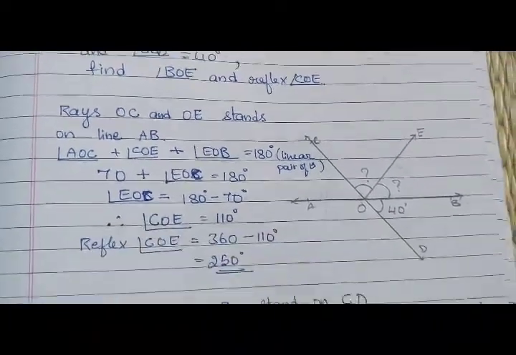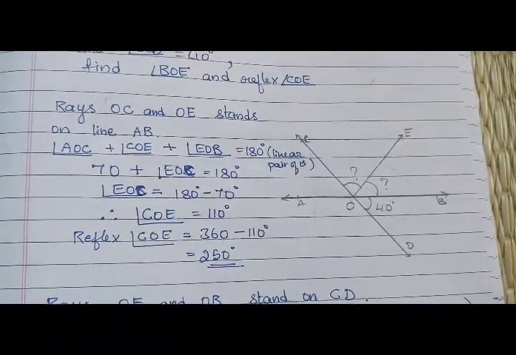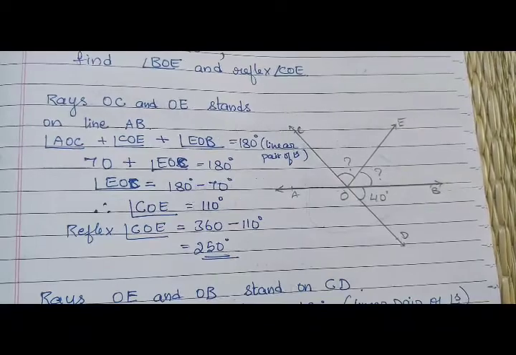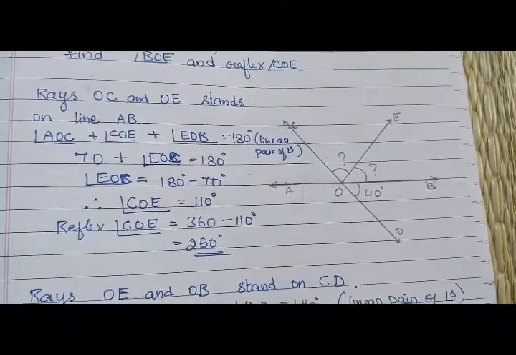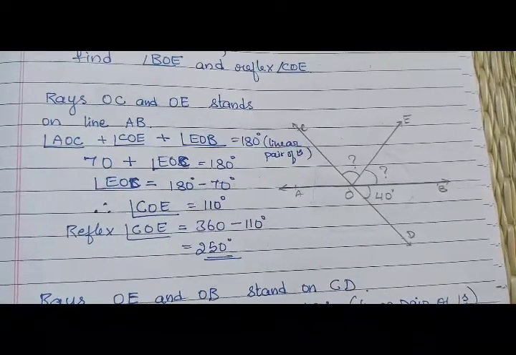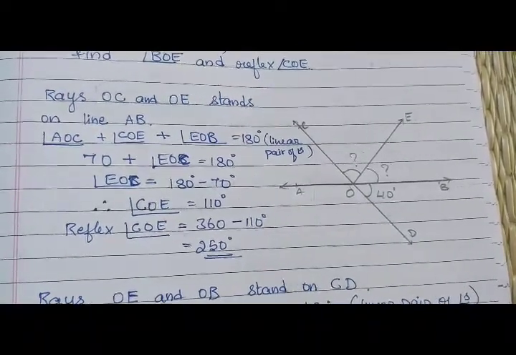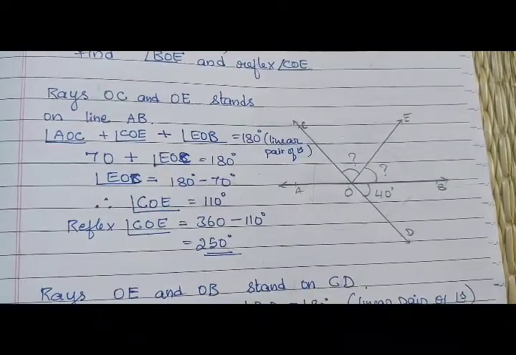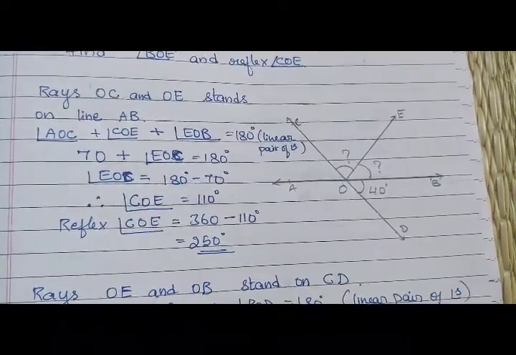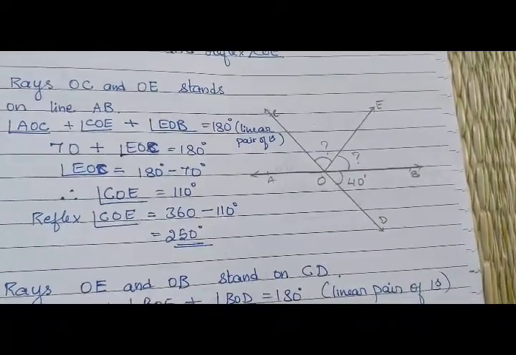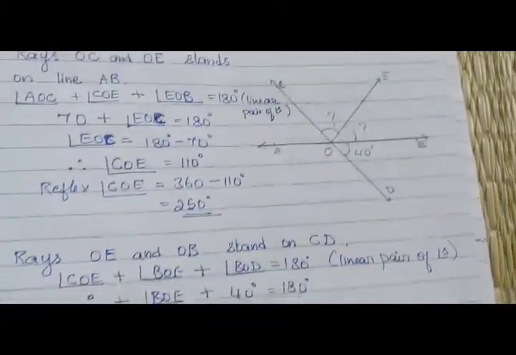Rays OC and OE stand on line AB. Angle AOC plus angle COE plus angle EOB is equal to 180 degrees. Linear angles. That is, AOC plus EOB is 70 degrees, plus COE is equal to 180. COE is equal to 180 minus 70. Therefore, COE is equal to 110. Reflex of COE is what? 360 minus 110. That is 250.